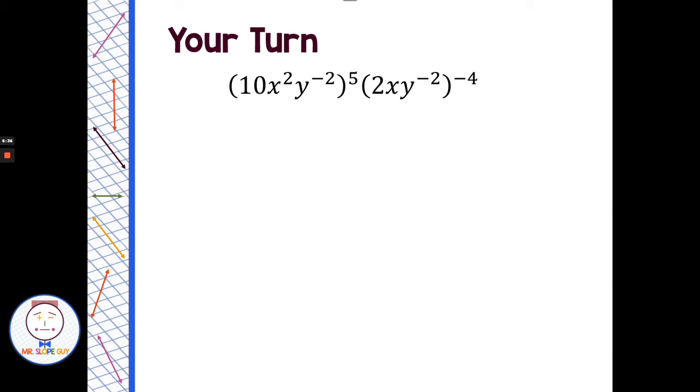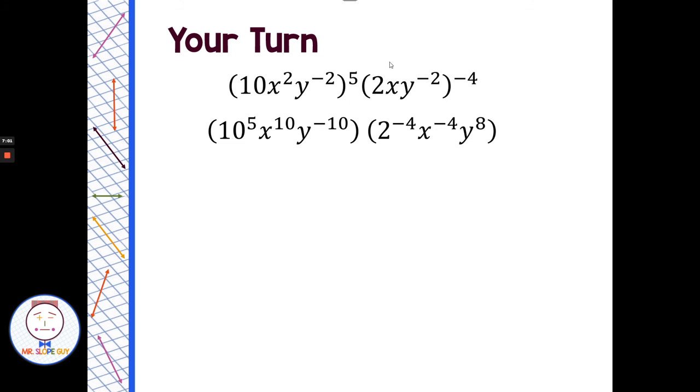All right, welcome back. So this 5 has to apply to the 10, it applies to the x, it applies to the y. This negative 4 applies to the 2, it applies to the x, it applies to the y. So let's do that. 10 to the 5th. Power of power, 2 times 5 gives me x to the 10th. Power of power here on the y, negative 2 times 5 gives me y to the negative 10th.